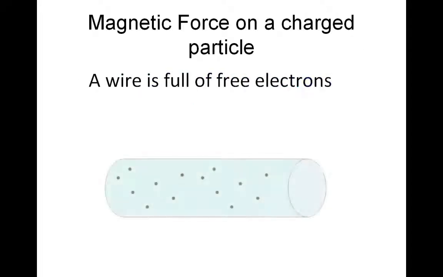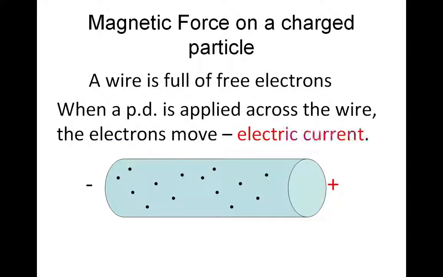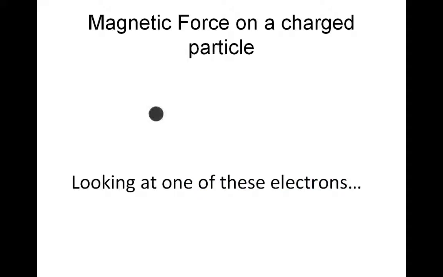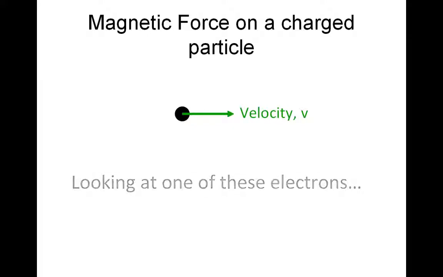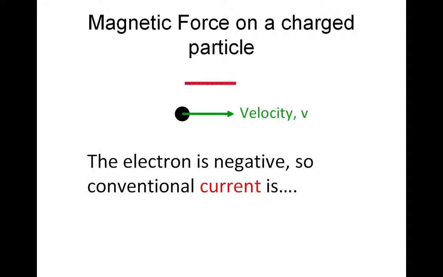And if we look at a single electron, our wire is full of electrons. When we apply a PD to this, all of the electrons move together, and that's what we've got as an electric current. The force actually is determined by each individual electron. So let's look at a single electron. It's moving to the right, so it has a velocity v to the right. Remember that the electron is negative though, so our conventional current I is to the left.